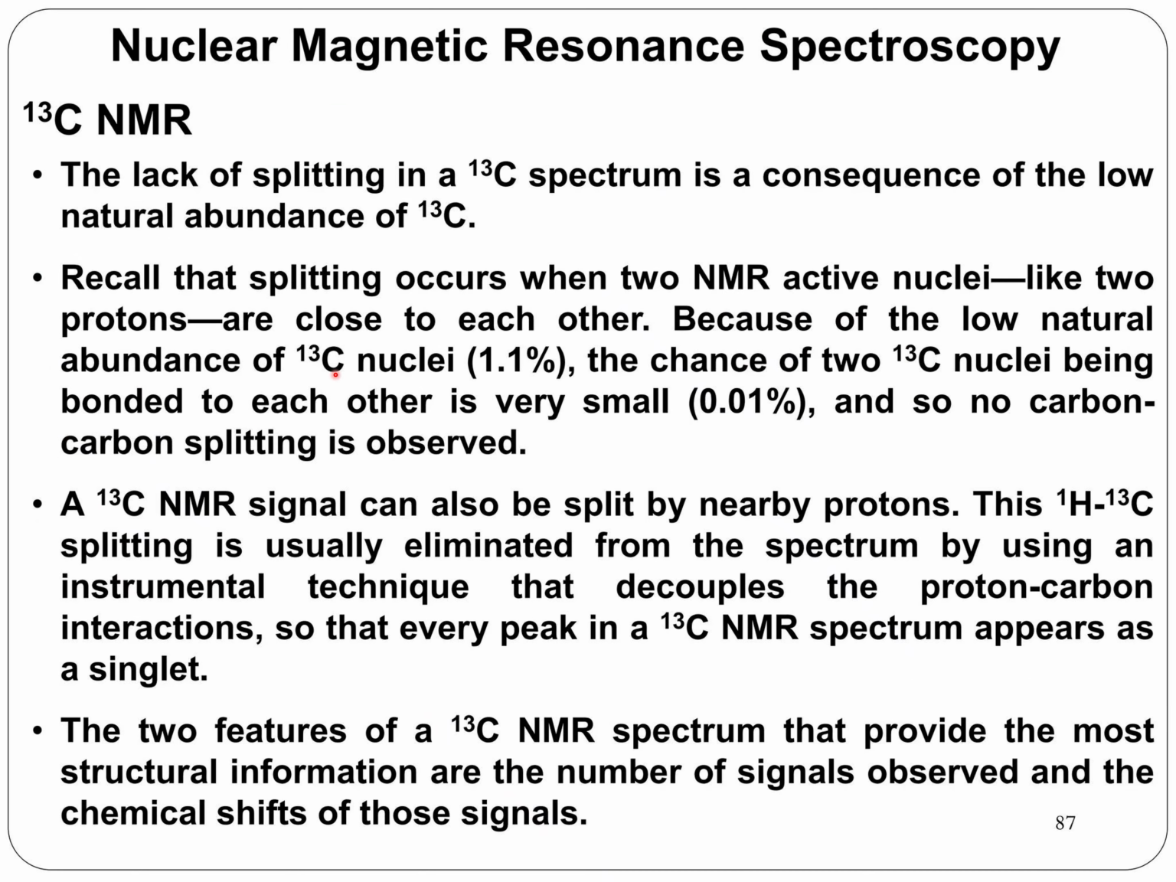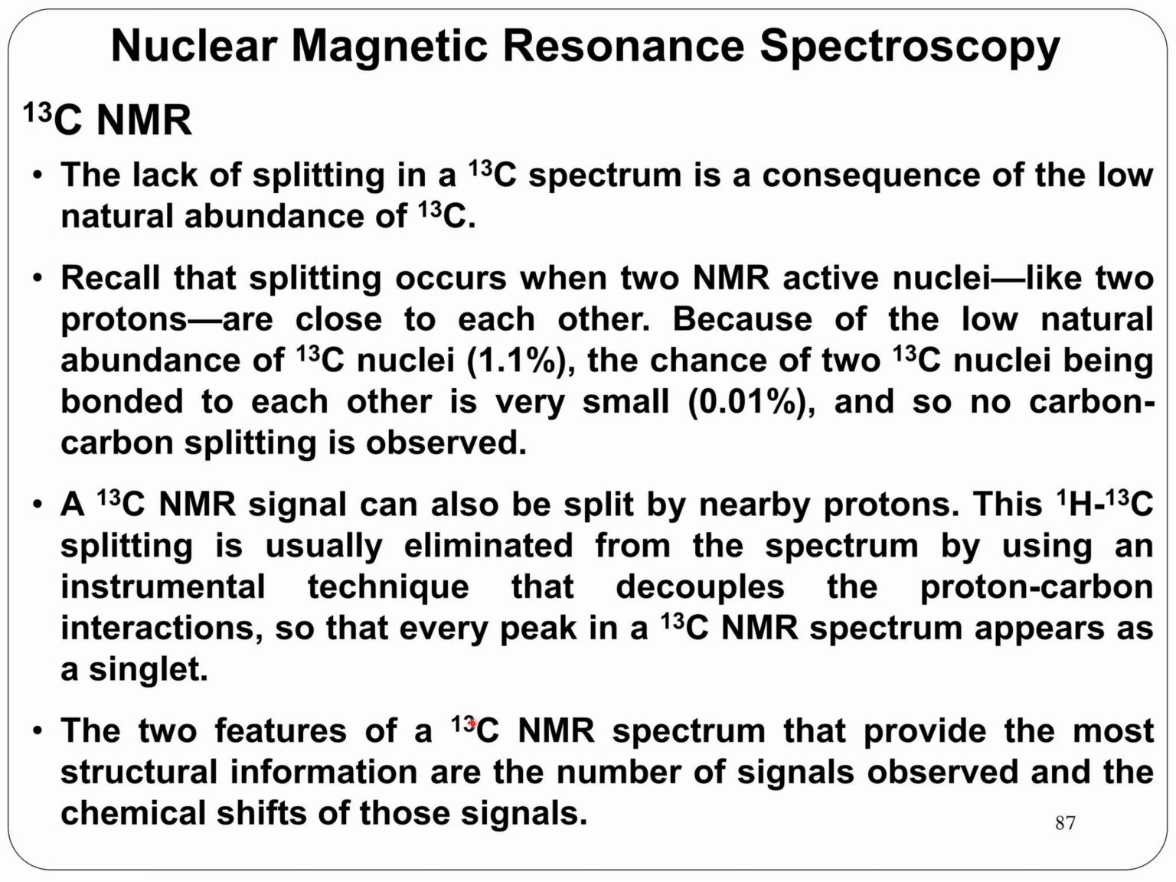So in carbon NMR, the lack of splitting in the carbon spectrum is a consequence of the low natural abundance of carbon. Recall that splitting occurs when two NMR active nuclei, like two protons, are close to each other. Because of the low natural abundance of carbon nuclei, the chance of two carbon nuclei being bonded to each other is very small, that is 0.01%, and so no carbon-carbon splitting is observed.